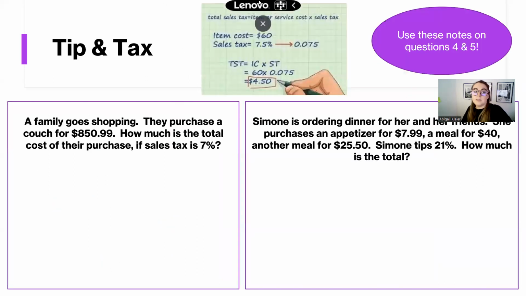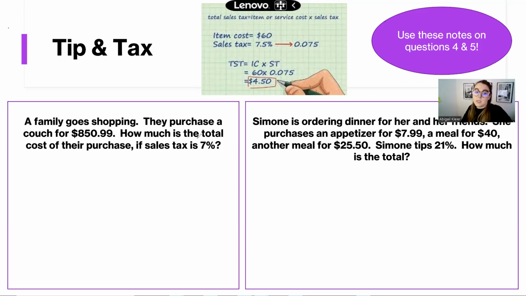Now let's talk about tip and tax. And these questions will be particularly helpful when you're solving questions 4 and 5 on your unit test. A family goes shopping. They purchase a couch for $850.99. How much is the total cost of their purchase if the sales tax is 7%?